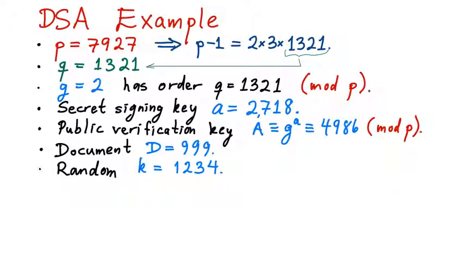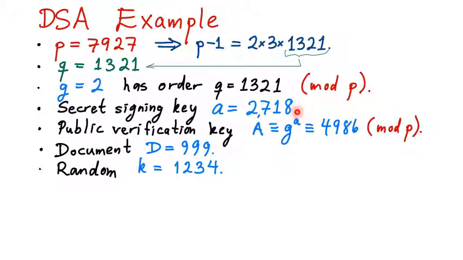So let's do a numerical example of DSA signatures. I'm going to take this prime P, 7,927. Then P minus 1 is 2 times 3 times a fairly large prime, 1,321. So I'm going to take this to be Q, which divides P minus 1. And it turns out, just by chance, that G equals 2, taken as a base, actually has order equal to 1321 in Z mod P. I'm going to take my secret signing key, little a, as 2718.